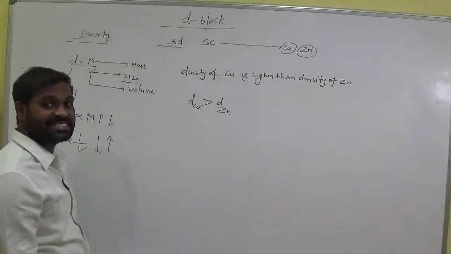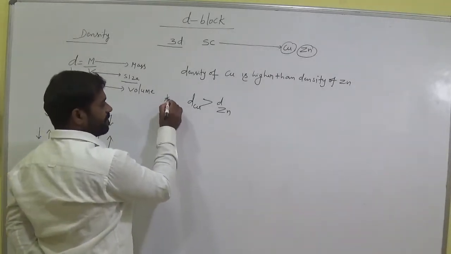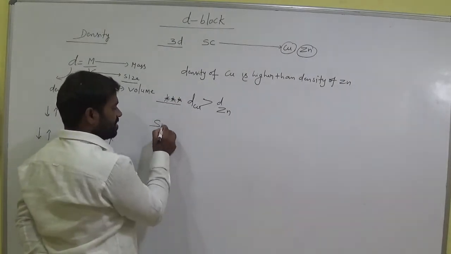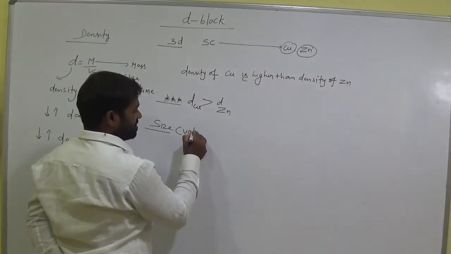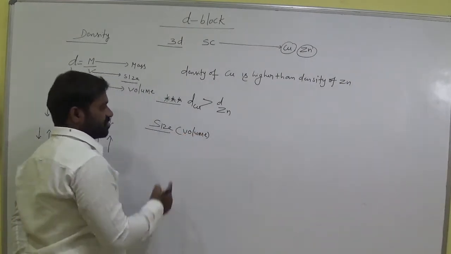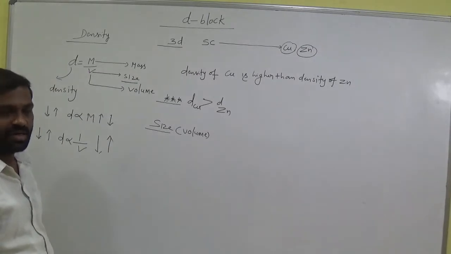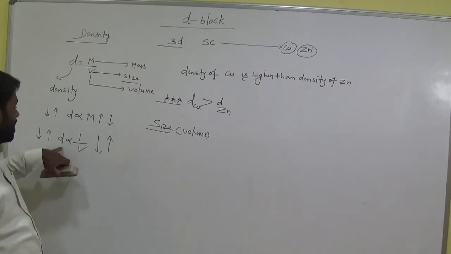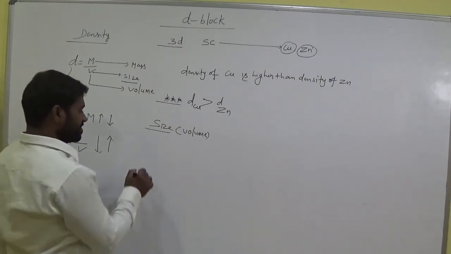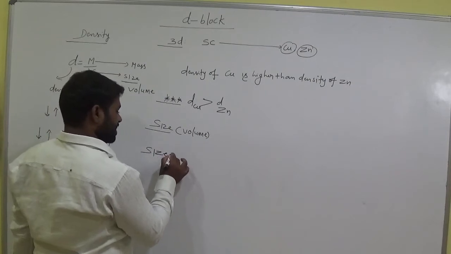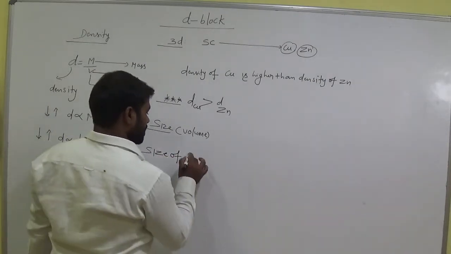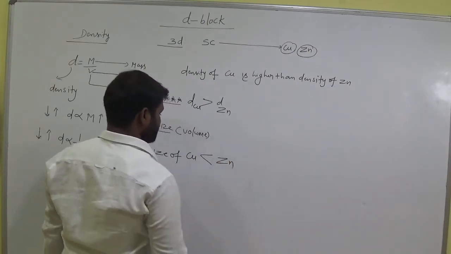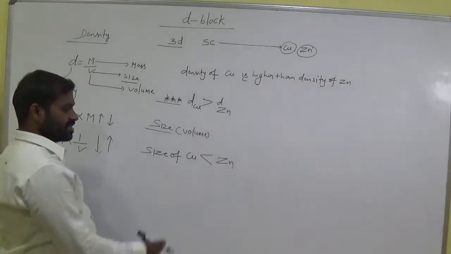Then what about the size here? We should also consider volume. Copper has more density, so what about the size of copper? Density and volume are inversely proportional, am I right? That means the size of copper is smaller than the size of zinc.